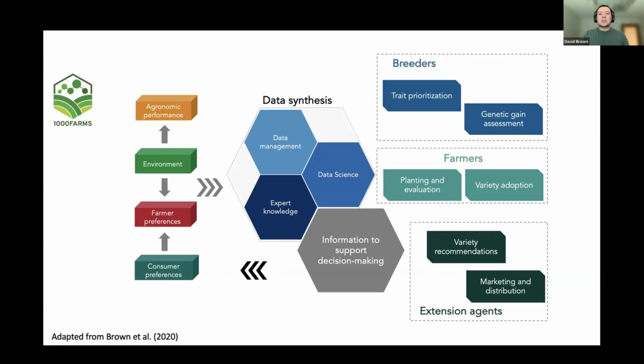Breeders have to take decisions about which varieties or lines to move forward in the breeding pipeline, which traits must be prioritized, and also to assess the genetic gain. In the case of farmers, they need to decide which varieties they are going to plant, but also which varieties they are willing to evaluate, especially if we are talking about participatory approaches. And then also whether they are going to adopt a variety or not.